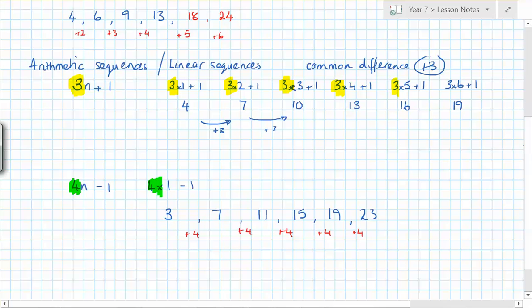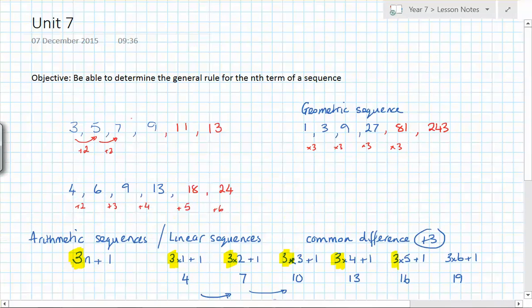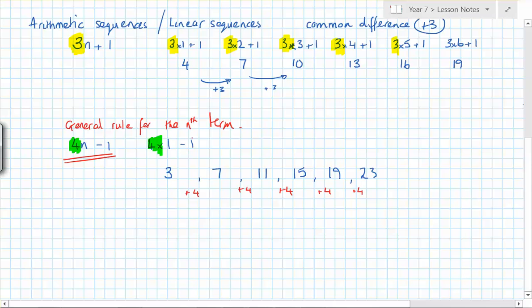Now, we're going to use that, that we know, to help us, rather than go from this general rule. So this is called the general rule for the nth term. And that's how you create the sequence. If we go back up to our objective, we want to be able to determine the general rule for the nth term of the sequence. So rather than using the rule like before, we want to find what the rule is. Understand the difference? So we've got to go the other way.